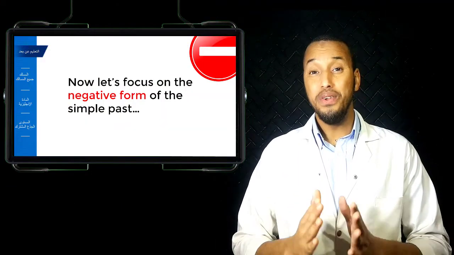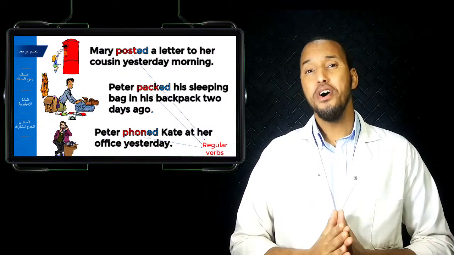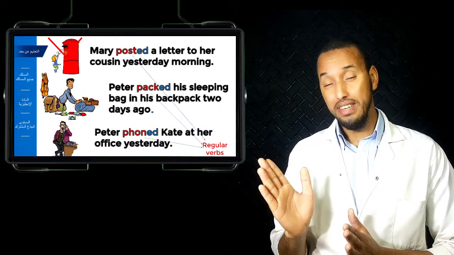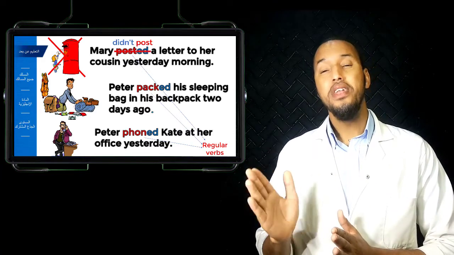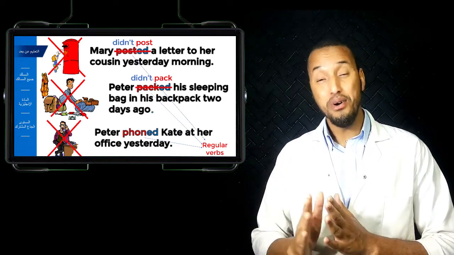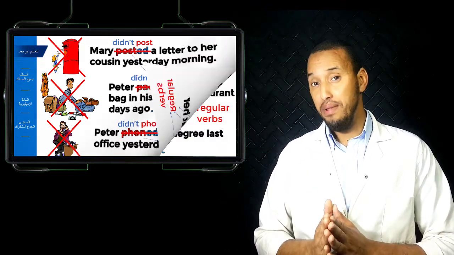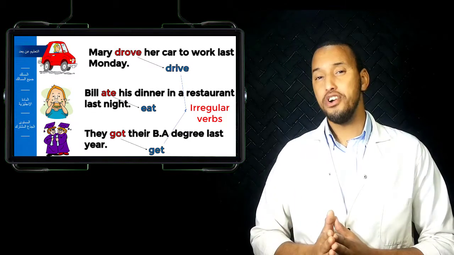Now let's focus on the negative form of the simple past. The negative form of posted is didn't post. The negative form of packed is didn't pack. And the negative form of phoned is didn't phone. The same thing applies to irregular verbs.